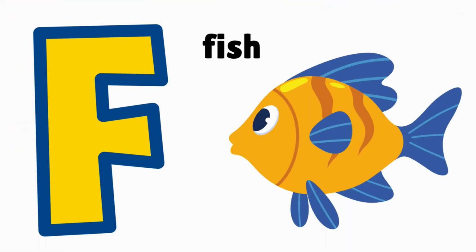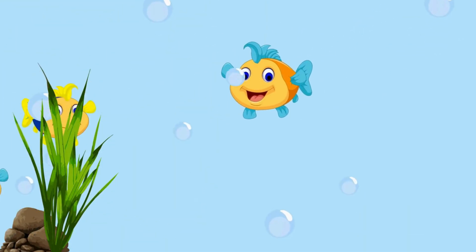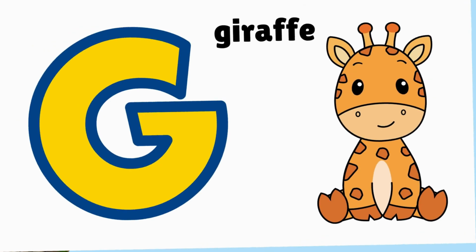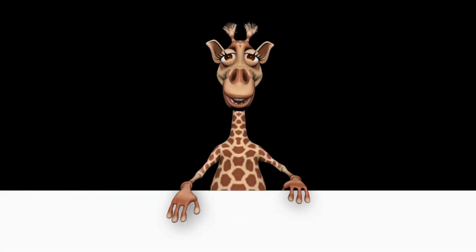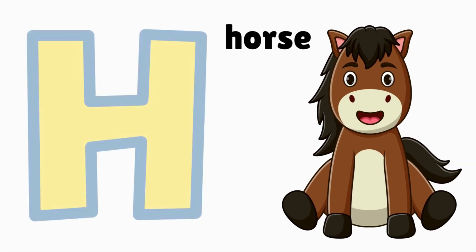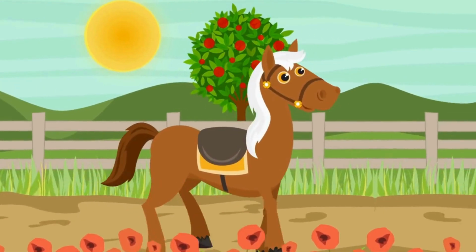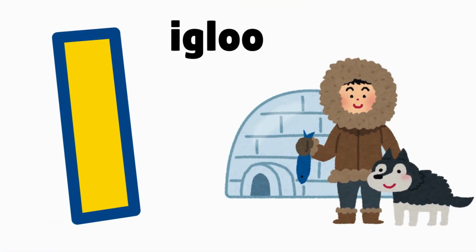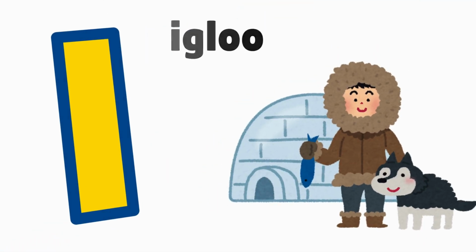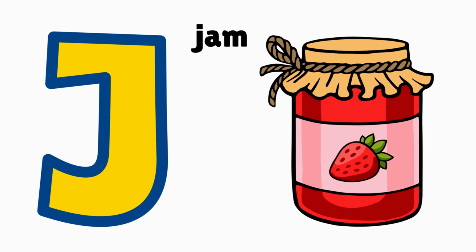F is for fish, fish. G is for giraffe, giraffe. H is for horse, horse. I is for igloo, igloo. J is for jam, jam.